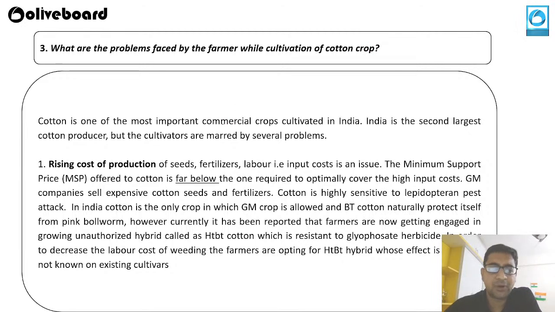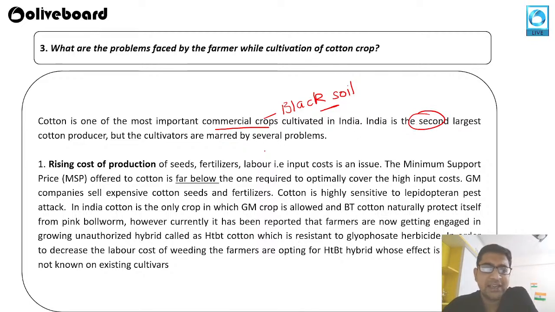Cotton is the most important commercial crop that is cultivated in India. Usually cotton is cultivated in black soil, mainly in the Deccan Plateau. India is the second largest cotton producer of the world, but the cultivators are having several problems with it.